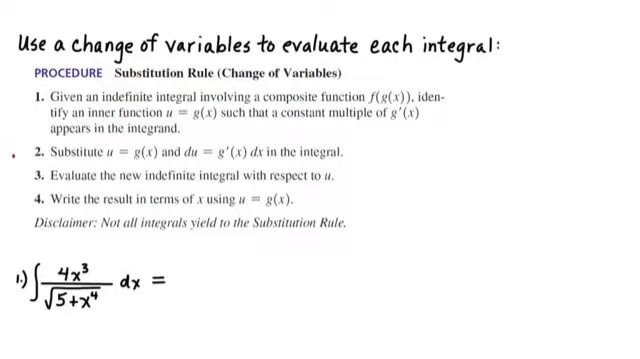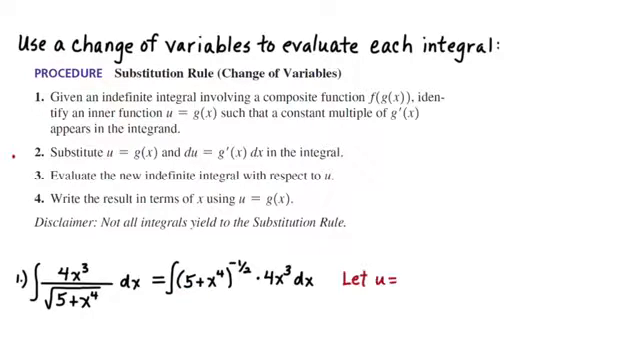Let's rewrite this. We will rewrite it as the indefinite integral of 5 plus x to the fourth quantity raised to the negative 1/2 power times 4x cubed dx. So now we need to select the composite function within the integrand. A reasonable choice could be the first piece of the integrand, namely the 5 plus x to the fourth to the negative 1/2 power. Certainly looks like a composite function, and if this is the case, then u, the inner function, would be the 5 plus x to the fourth.